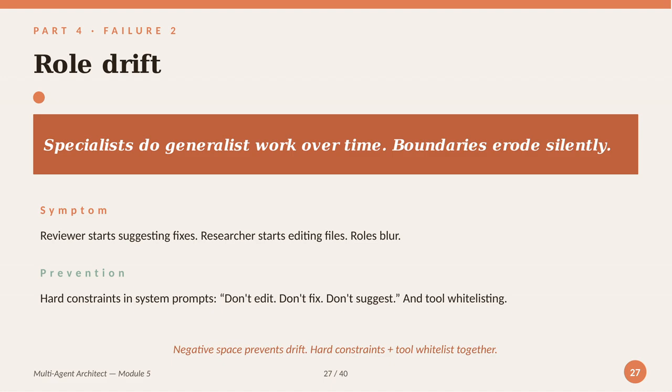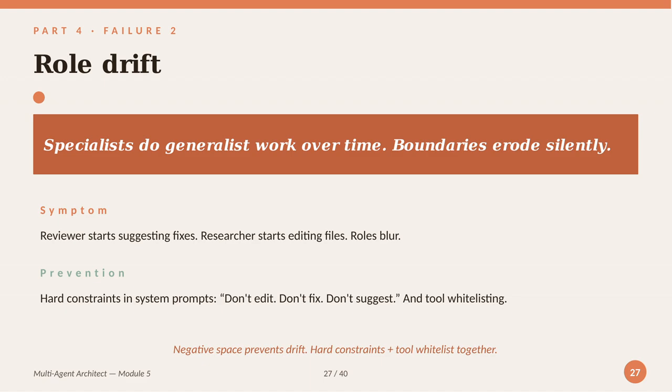Why it happens. Models default to helpful. Helpful means doing more, not less. When the reviewer sees an obvious bug, helpful is to fix it. When the researcher finds a typo while reading, helpful is to fix it. The agent is being good in its way. The system is degrading because boundaries are eroding. Prevention. 2 layers. First, hard constraints in the system prompt. Don't edit. Don't fix. Don't suggest fixes. Explicit prohibition language, capital must and must never, named negative space.